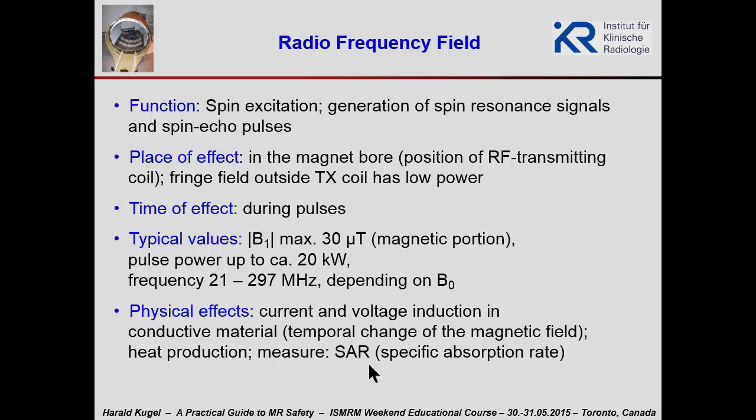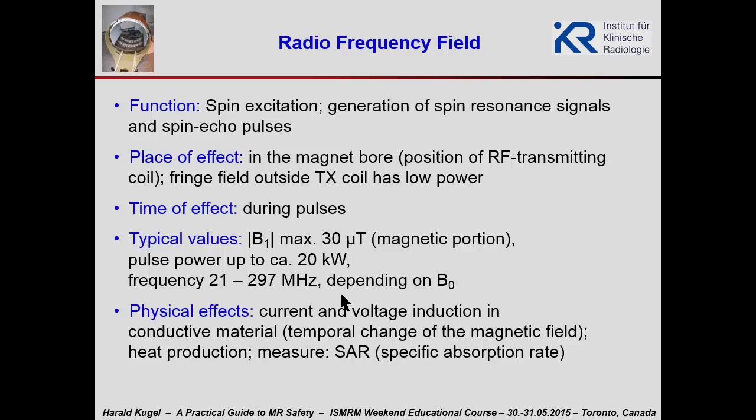The third field is a radio frequency field. We need this for spin excitation and for the generation of the spin resonance signals and the spin echo pulses. It happens in the magnet bore and the position of the radio frequency transmitting coil during the pulses. Typical value of the B1 field, the magnetic portion, is about 30 microtesla. The pulse power can be up to 20 kilowatts. The frequency depends on B0, roughly between 20 and 300 megahertz.